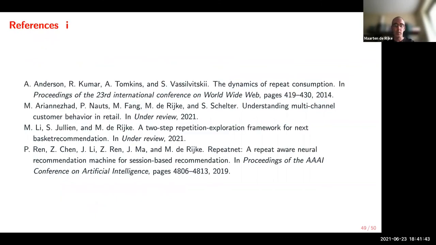That's it. Here are some references, only some. There's a lot more work on this. The RepeatNet paper is there. The other two papers on which this talk is based, they're currently under review. And I'd like to recommend this first paper here, The Dynamics of Repeat Consumption. It's a great paper, a lot of data and a bit of modeling, by a Google team from 2014, where you see lots of interesting patterns about repeat behavior in search, right? This is not so much repeat in consumption as we discussed it.